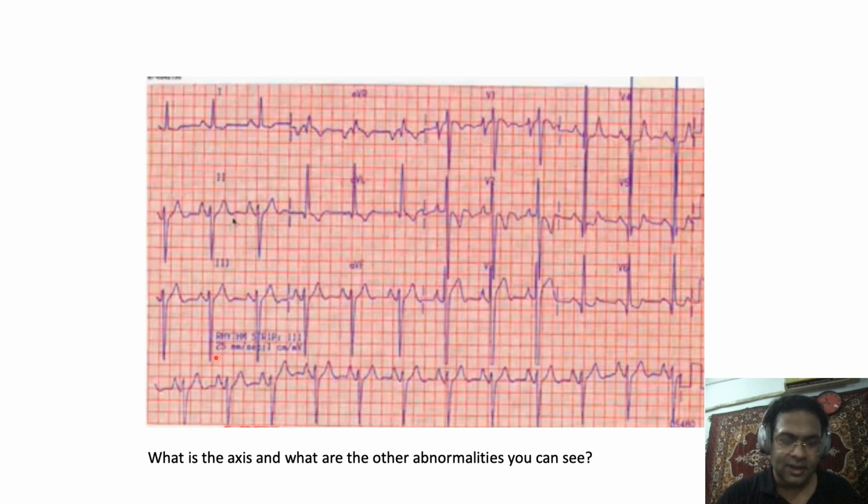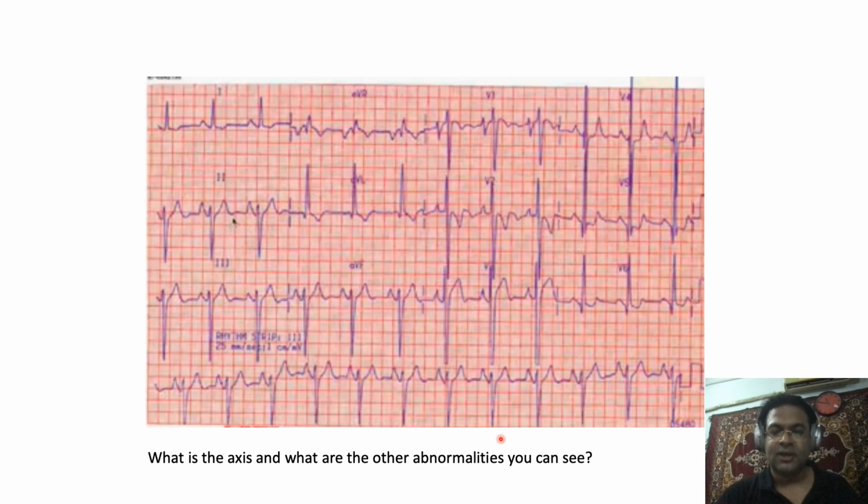And every ECG paper always has the speed written, 25 millimeters per second. If it is at double the speed, you will get wrong interpretation. We use the double speed in certain cases where P waves are not clearly visible, just to bring them out.